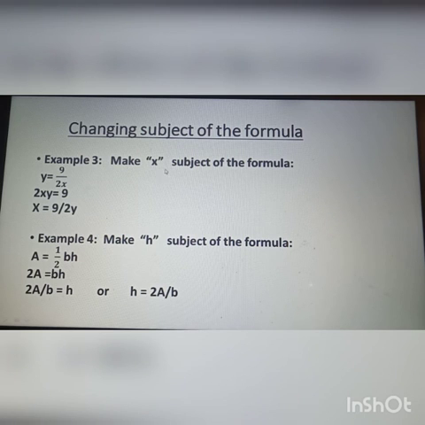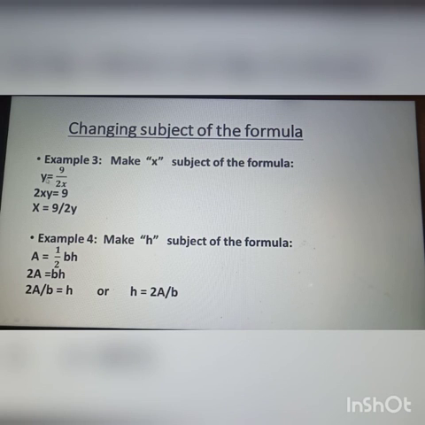Here you can see make x subject of the formula. So this is the formula given, y is equal to 9 by 2x. There could be a formula in which a fraction is involved, and what we are supposed to do is make x the subject of the formula. Whenever a fraction is given, there are different rules for this type of formula. You are to do the cross multiplication. We are to isolate x, and as you know, x is written in the denominator. So to write it without a fraction, we are to cross multiply.